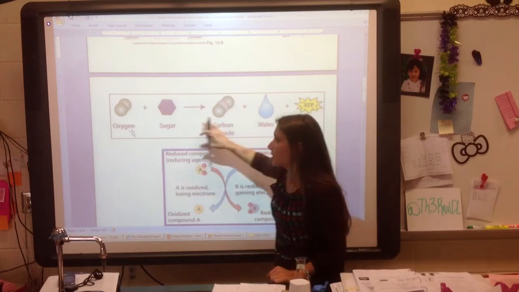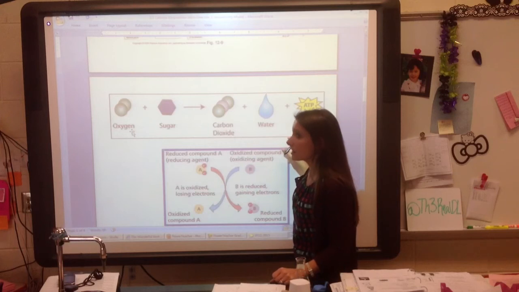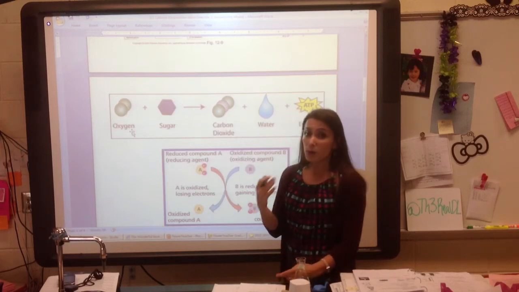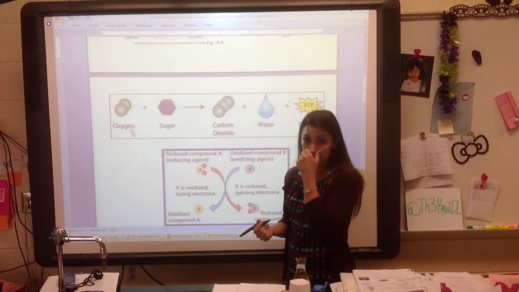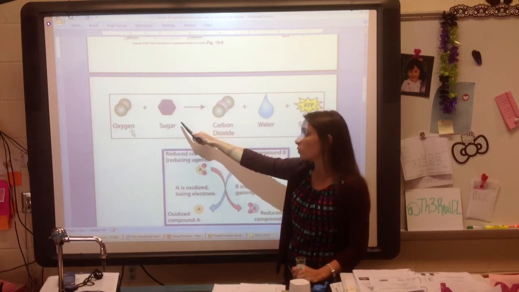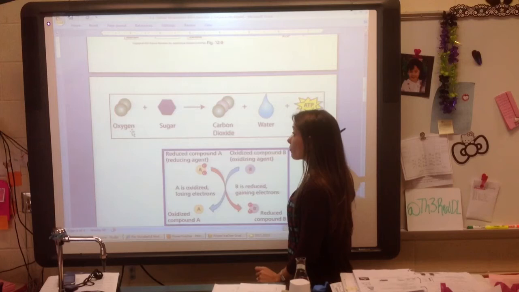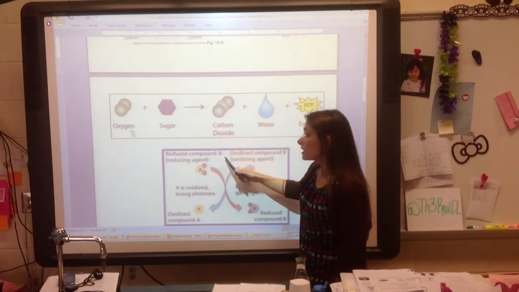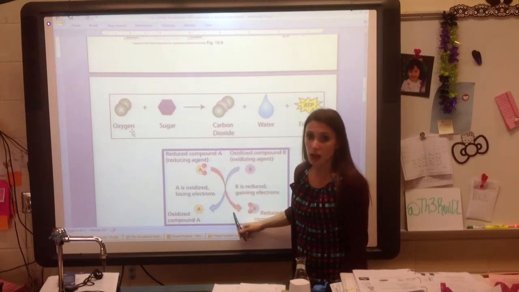And so this, remember, is the overall general idea of what's happening. But we want to take a few minutes and remind ourselves that it's a lot more complicated than this. It doesn't happen all in one step. And the reason this is possible is because of redox reactions.